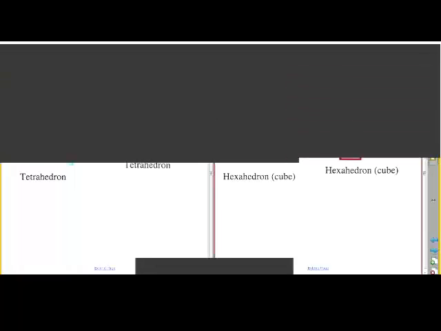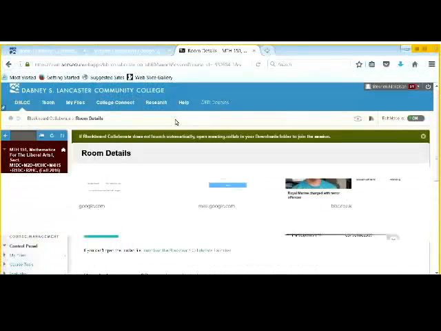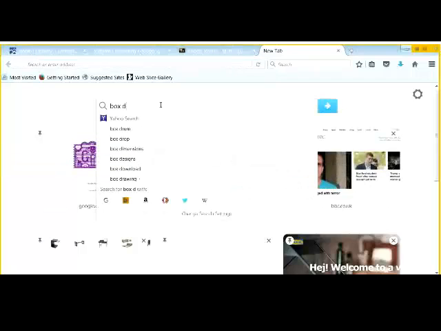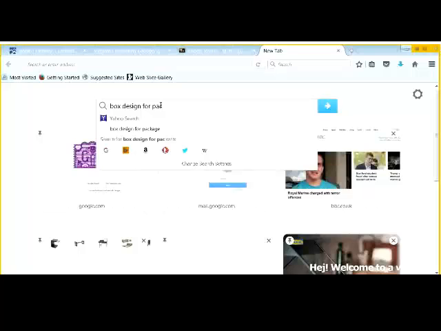The reason I'm spending more time on this is I worked for a paper company at one point in my life, and one thing they make out of paper is boxes. So I looked this up today. Hopefully I can find box design for packaging.